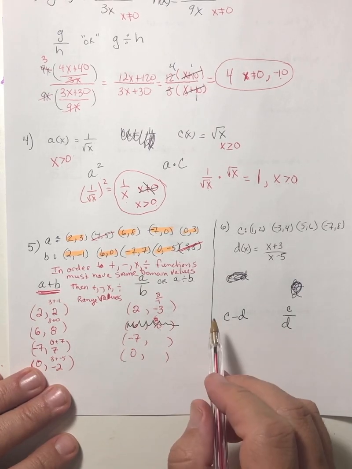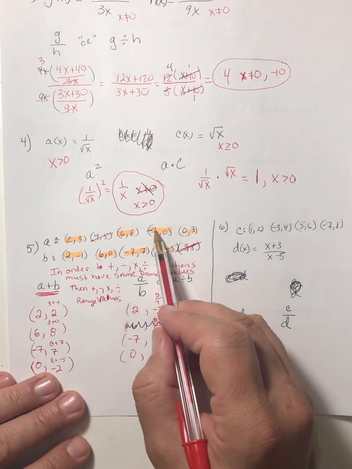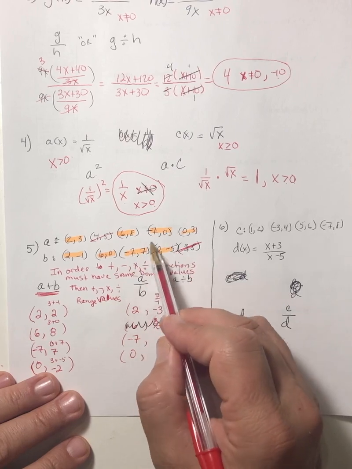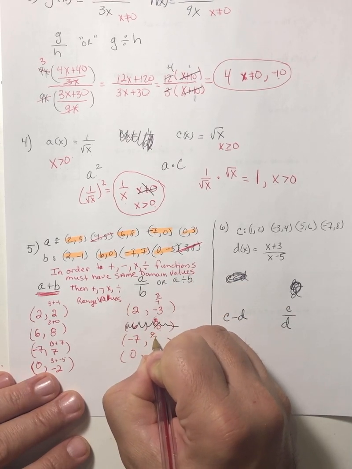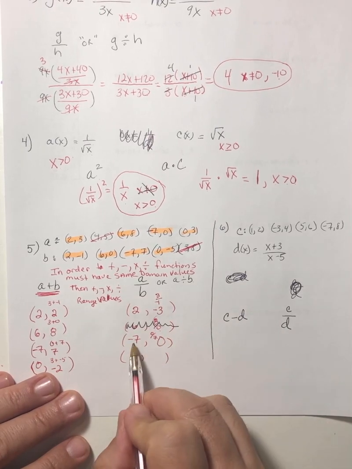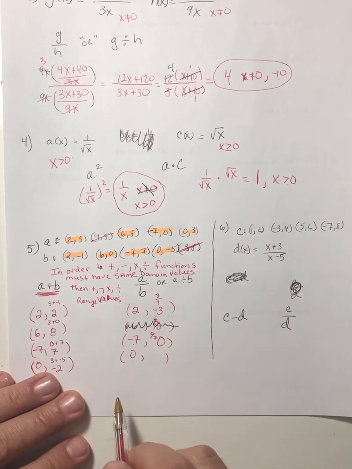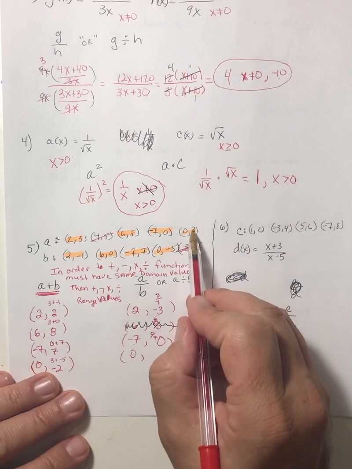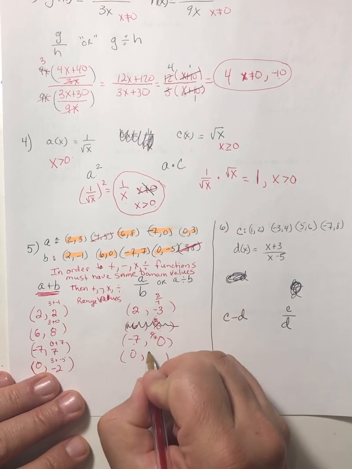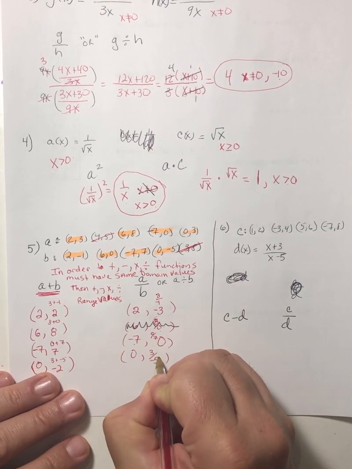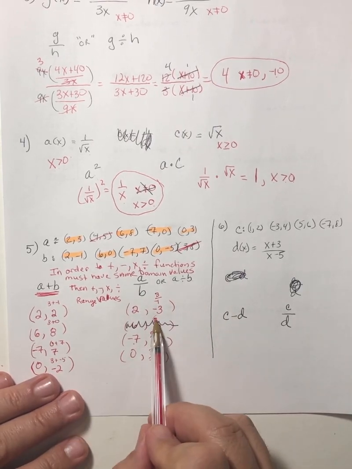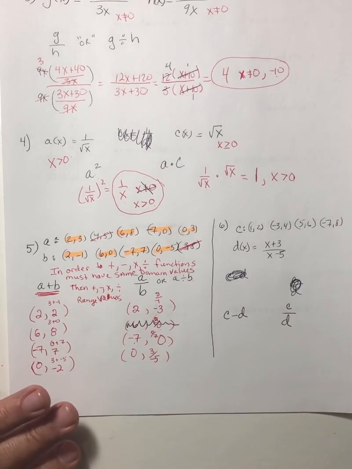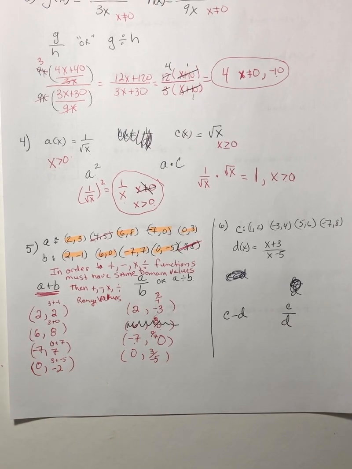So I cross that one out. Now here, negative 7 is fine. 0 over 7, there's nothing wrong with 0 over 7. 0 over 7 is 0, so we have (-7, 0). And then finally we have 3 over negative 5. So we only have 3 answers here. No big deal. This one did not exist, 8 over 0 doesn't work.